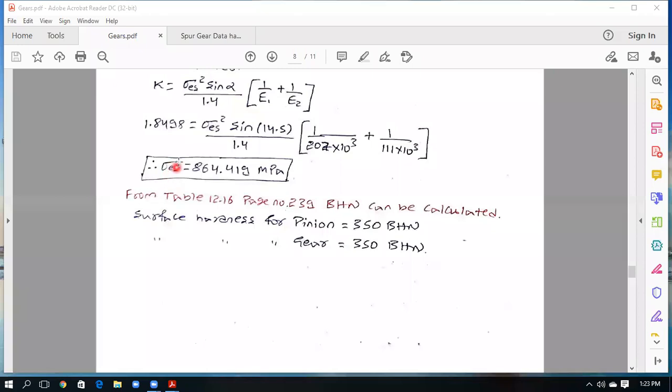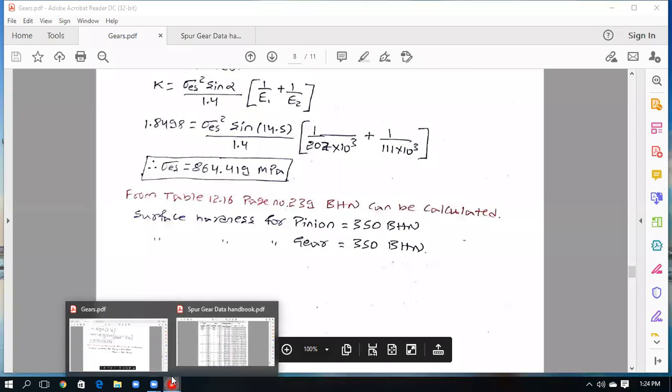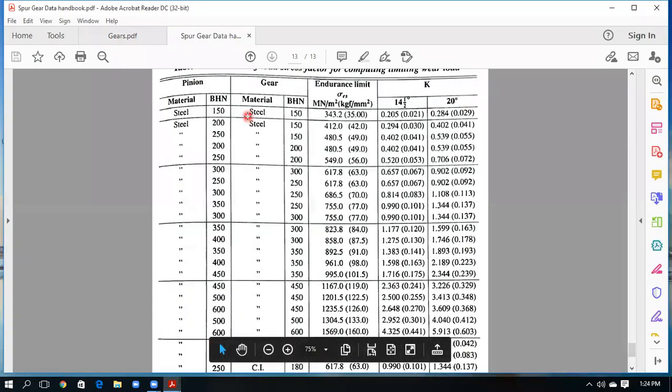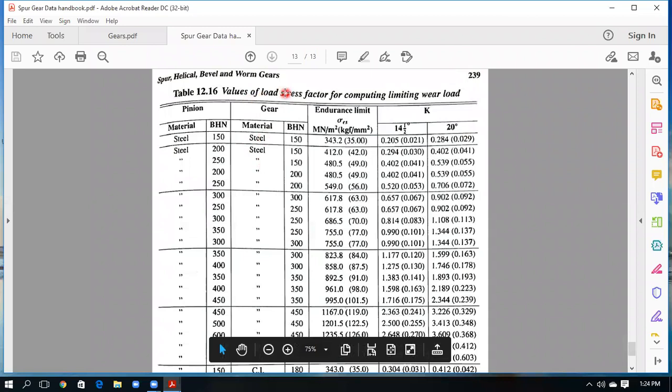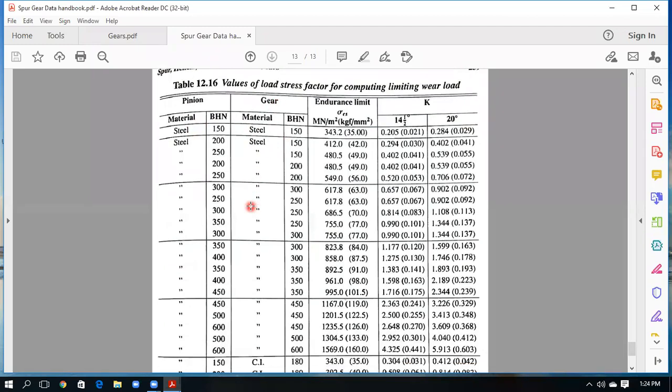After finding this sigma ES and K value, next you need to find out the Brinell hardness number. For that, you have to refer to 12.16. Here the load factor is there and different materials are given. Similarly for pinion as well as gear, you need to see which material they have given. According to that, ours is a 14.5 degree K value. If the alpha angle given is 20 degree, you have to refer to this. In our case, we have calculated the K value, it is 1.8.